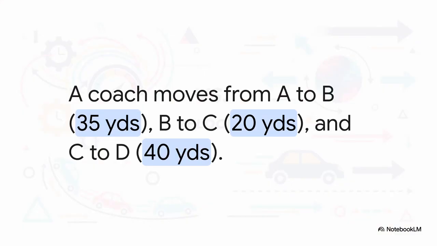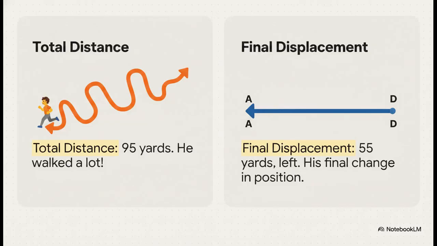Imagine a football coach just pacing back and forth along the sidelines. He starts at point A, moves 35 yards to point B, then turns around and goes 20 yards back to C, and then turns again and goes another 40 yards back to point D. So what's his total distance? We just add it all up. 35 plus 20 plus 40. He walked a total of 95 yards. That's a lot of pacing.